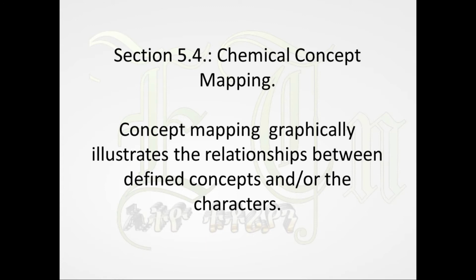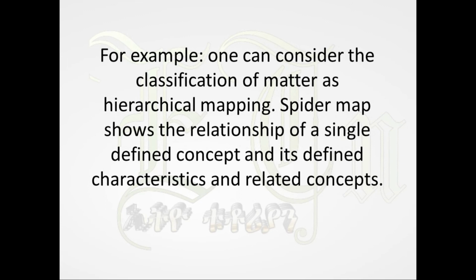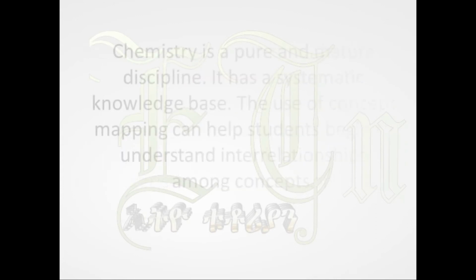Concept mapping graphically illustrates the relationships between defined concepts and/or their characteristics. There are 2 types of concept mapping: hierarchy mapping and spider mapping. A hierarchy map shows the hierarchical relationship of an overarching defined concept and subordinate or lower-level concepts. For example, one can consider the classification of matter as hierarchical mapping. A spider map shows the relationship of a single defined concept and its defined characteristics and related concepts.